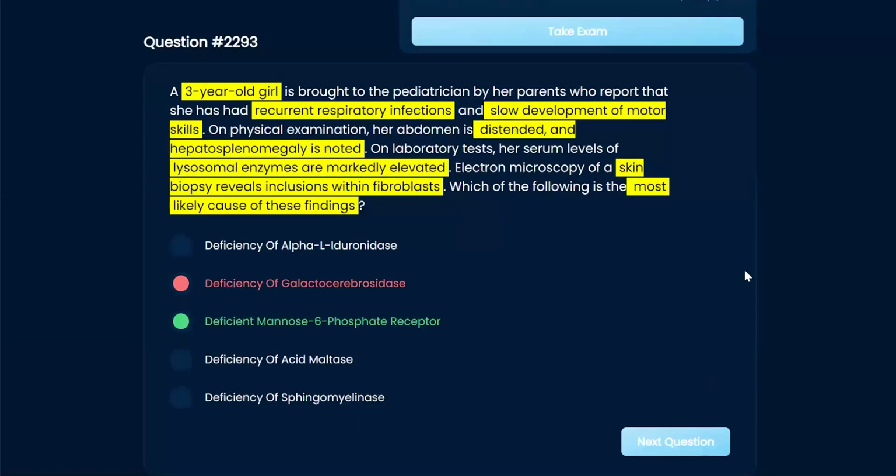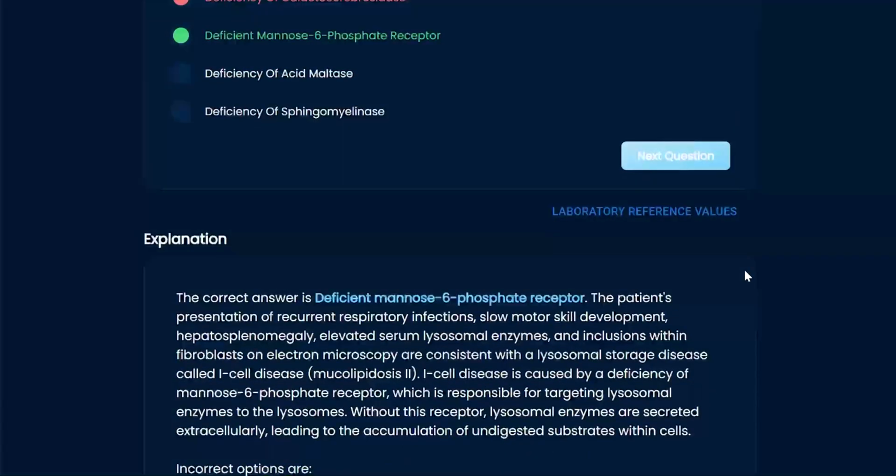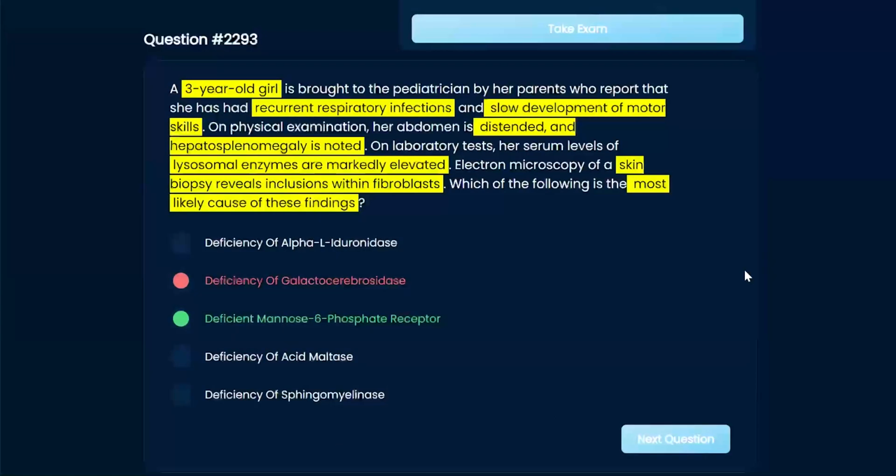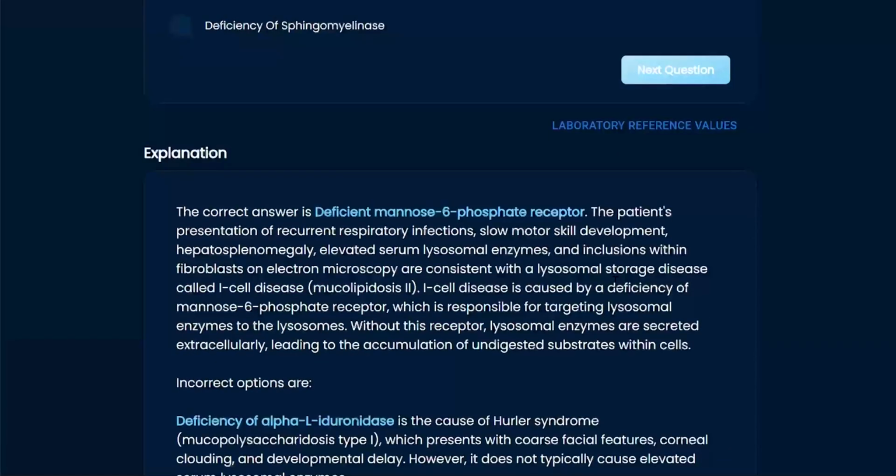Okay, so this one's actually a little bit different. This is actually I-cell disease. I can never remember I-cell. Yeah, so I-cell disease is kind of interesting in particular, right? The reason why it's I-cell is that there are all these lysosomal enzymes that are markedly elevated. There's a ton of them. And then also on top of that, inclusions in the fibroblasts, apparently that's very specific for I-cell.